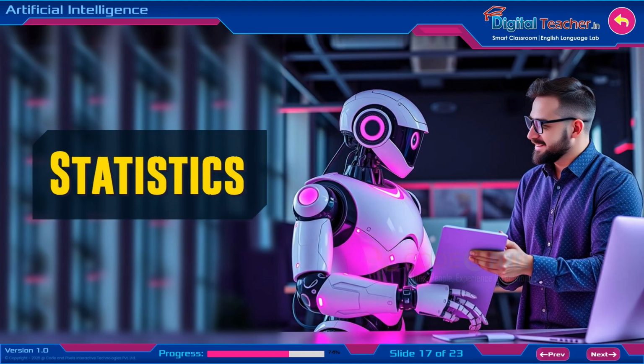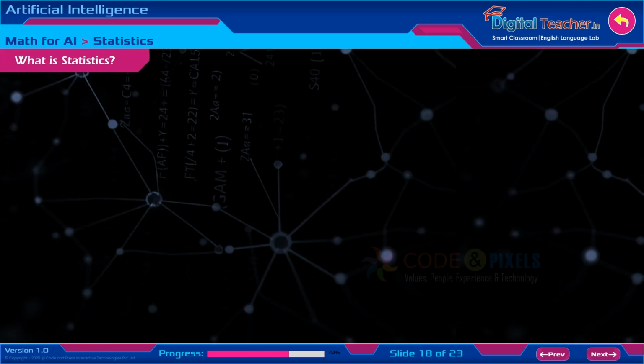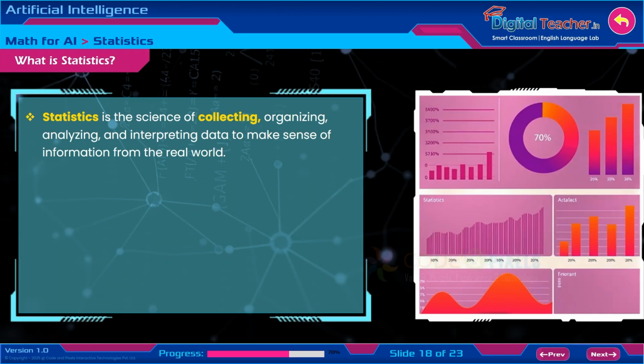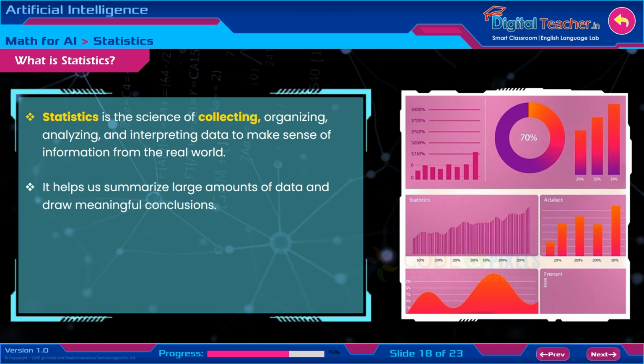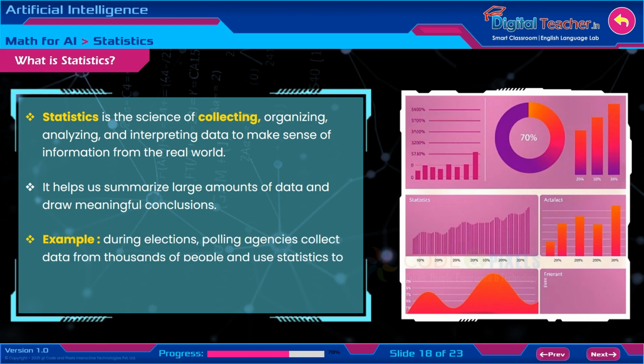Statistics. What is statistics? Statistics is the science of collecting, organizing, analyzing, and interpreting data to make sense of information from the real world. It helps us summarize large amounts of data and draw meaningful conclusions. For example, during elections, polling agencies collect data from thousands of people and use statistics to predict who might win.